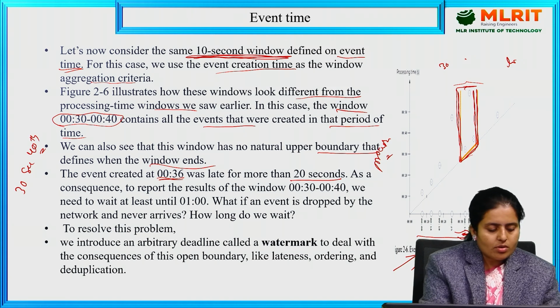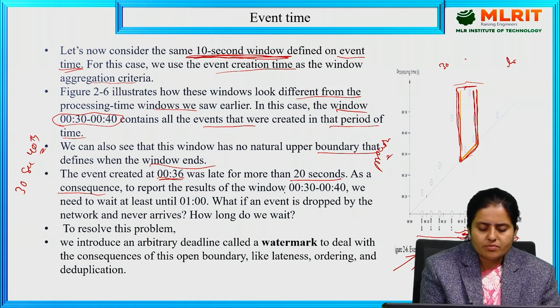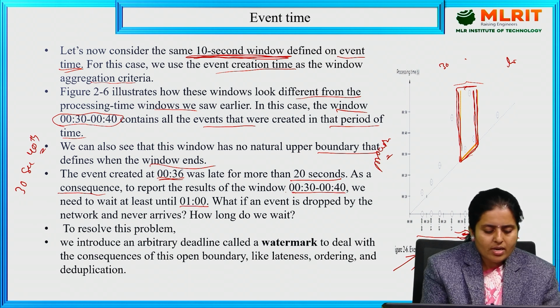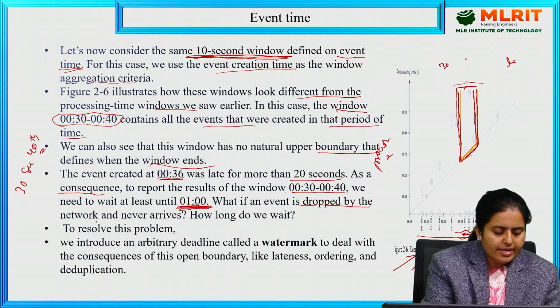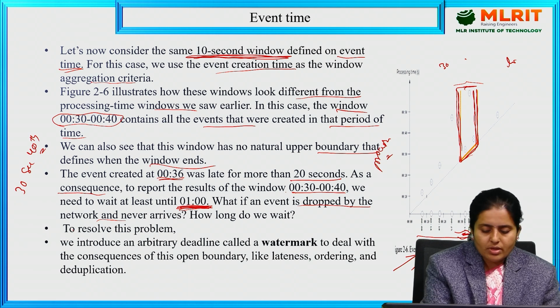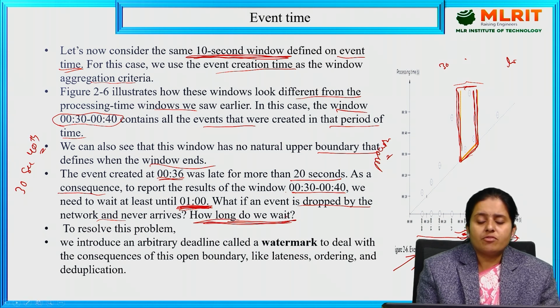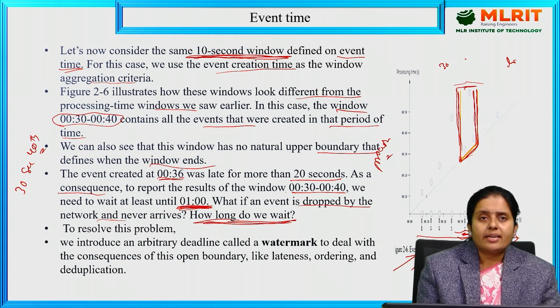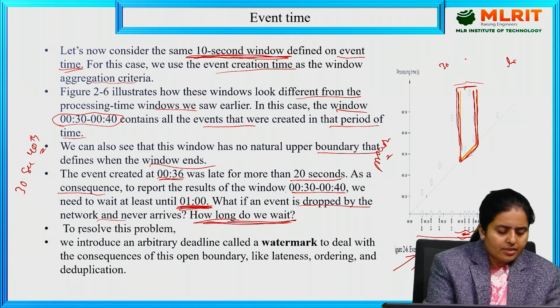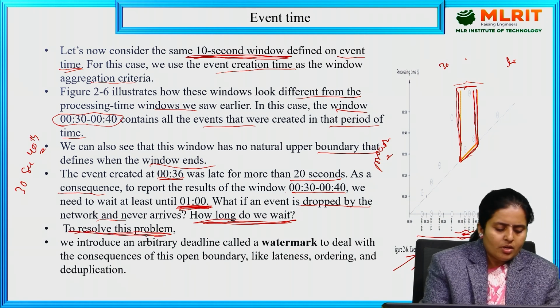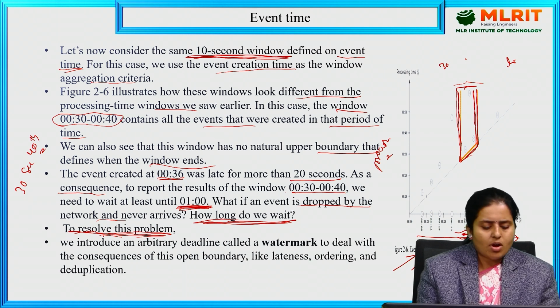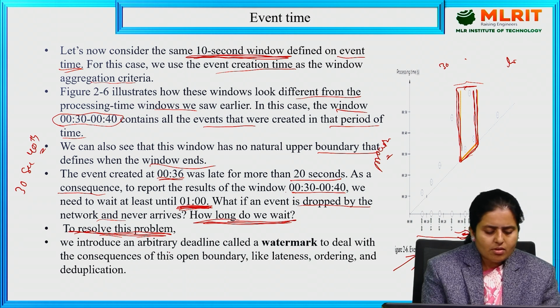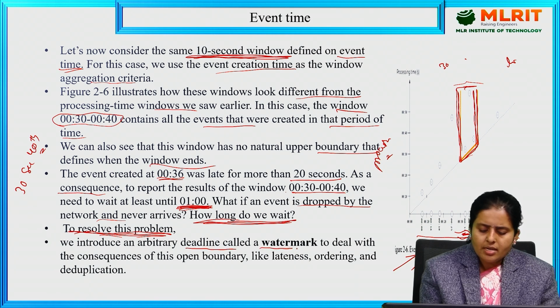As a consequence, to report the results of the window 30 seconds to 40 seconds, we need to wait at least 1 minute. What if an event is dropped by the network and never arrives? How long do we wait? Instead of waiting for the next event to occur, we introduce an arbitrary deadline, which is nothing but a watermark.